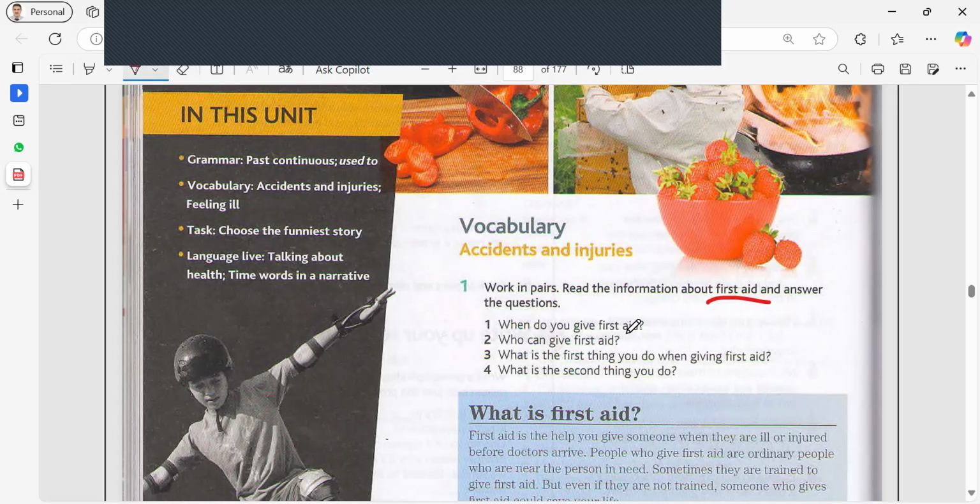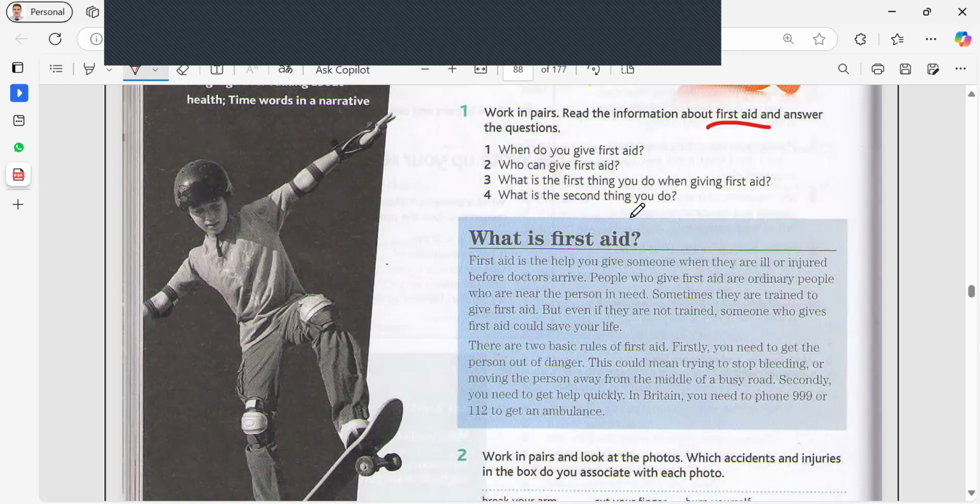So when do you give first aid? Who can give first aid? What is the first thing you need to do when giving first aid? So please, I give you a minute. Read about the first aid and answer the questions. Read about this, please, quickly.